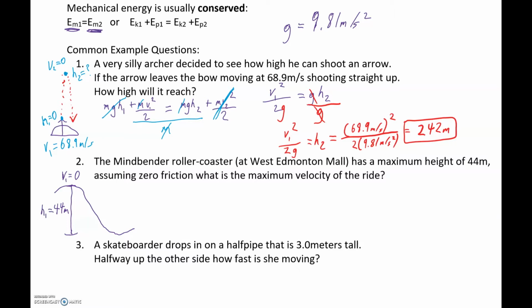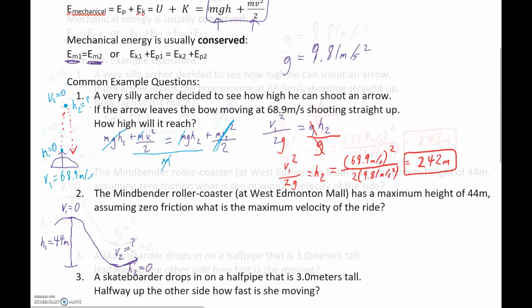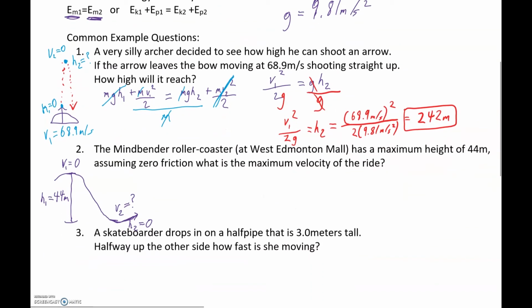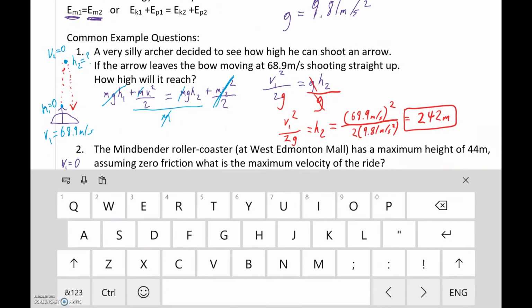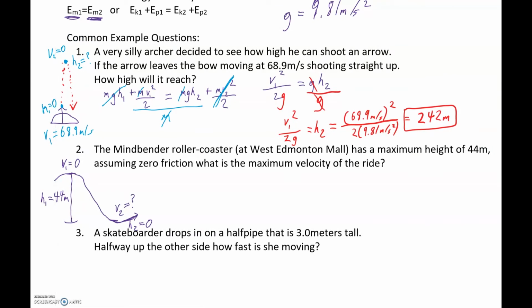Assuming 0 friction, what is the maximum velocity of the ride? So assuming that it's not slowing down at any point due to friction, when H2 is 0 would be the maximum possible velocity. So we're looking for V2 in this case. Okay, and we can simplify this. We don't have to write M, right? M shows up everywhere, every time. So we don't actually have to write M, and we're going to just write the rest of it.